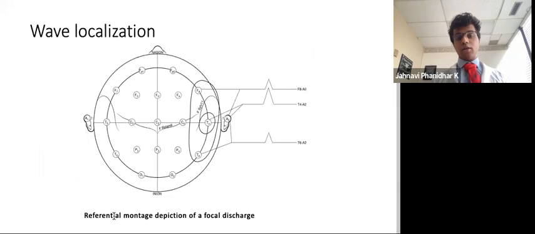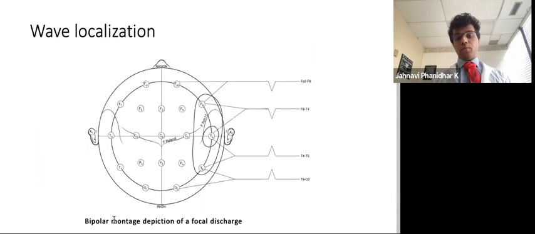This is the wave localization in a referential montage, and we can see that there are three deflections here, and the one with the greatest amplitude is taken as the focus of the ecology in a referential montage. In a bipolar montage, for determining the focus of the ecology, we consider phase reversal.